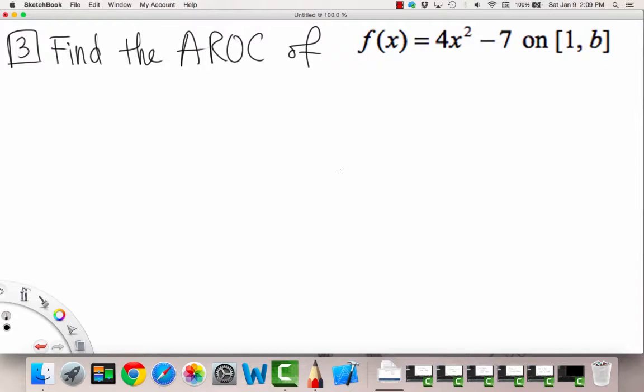Okay, number 3 tells us to find the average rate of change of this function here, f(x) = 4x² − 7 on the interval 1 to b. So our answer is going to contain a variable in it, just b, but we're just going to treat it like any other value.